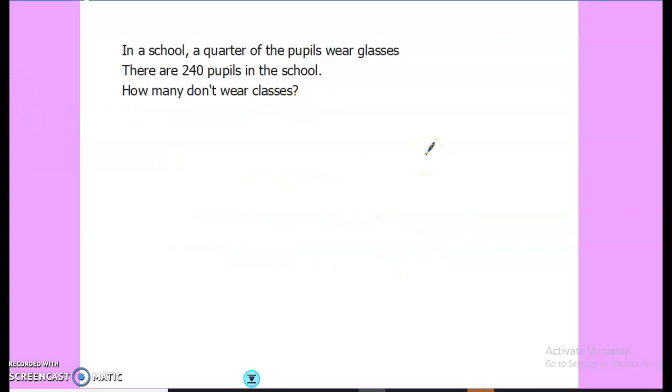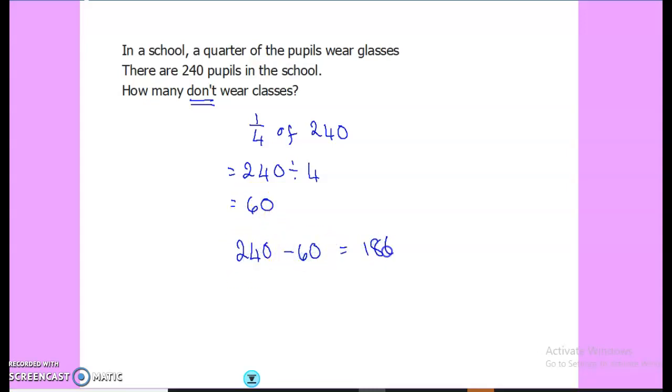Second one, in a school, a quarter of the pupils wear glasses. If there are 240 pupils in the school, how many don't wear glasses? So a quarter of 240, divide by the bottom. So we're doing 240 divided by 4, which is 60. So that's how many do wear glasses. We want to know how many don't wear glasses. 240 altogether, take away the 60, so 180 don't wear glasses.